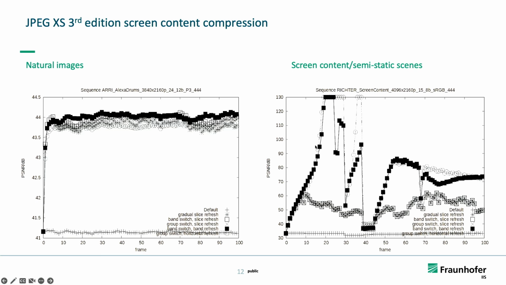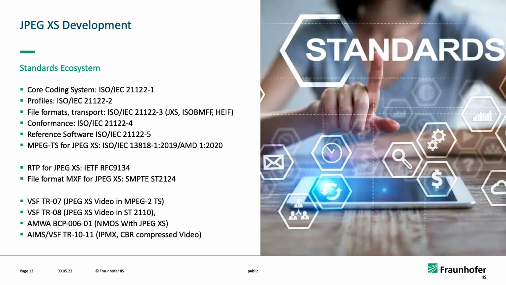What we also implemented is a kind of gradual refresh, so we do not have a classical I frame or B frame. That means we regularly update parts of the image so that we have a continuous refresh of the images. Important for this is, of course, that we not only developed the core coding system.